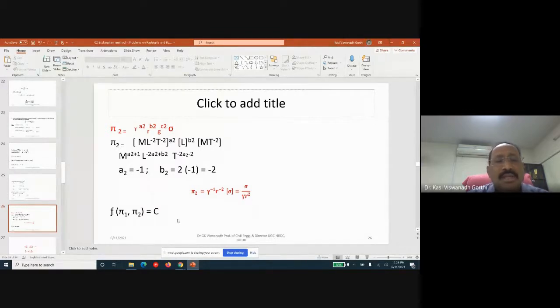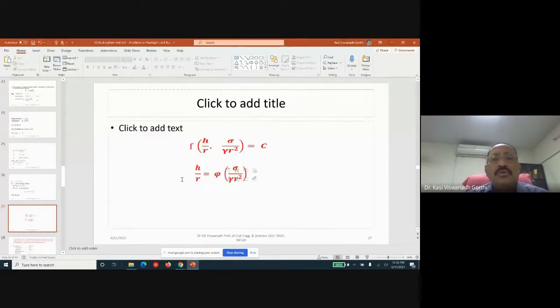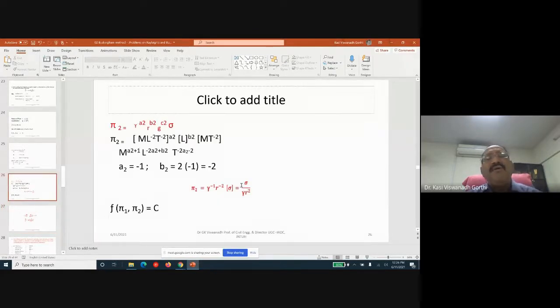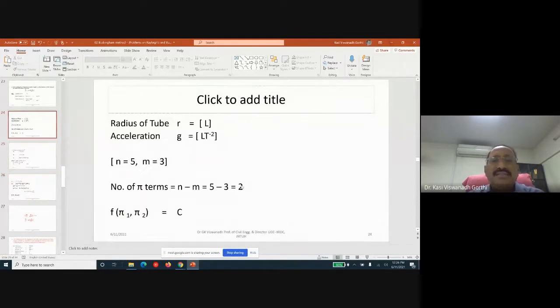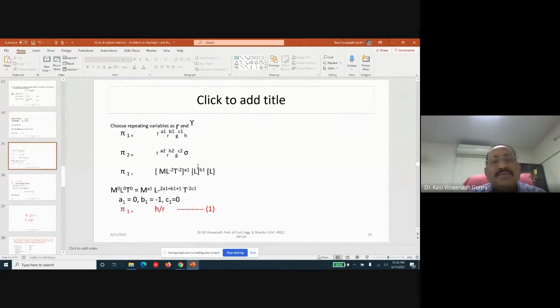So f of pi 1 comma pi 2 is equal to C. So you get f of H by R comma sigma by gamma R square is equal to C, or H by R is equal to psi of sigma by gamma R square. You can understand one point here. What we have done in this problem is we have taken g, acceleration due to gravity, also as one of the repeating variables. But towards the end of the result, you have not got it. That means in both the cases, the value of g has become 0.